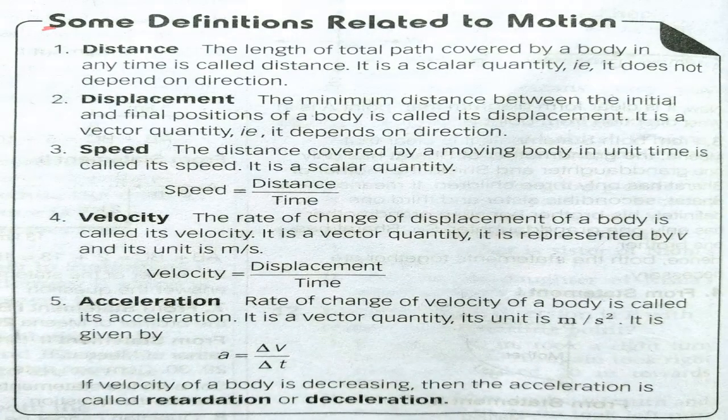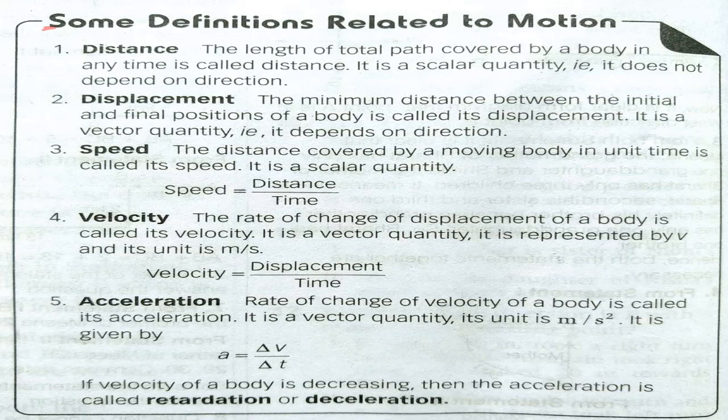Some definitions related to motion. First one, distance. The length of total path covered by a body in any time is called distance. It is a scalar quantity, that is, it does not depend on direction.